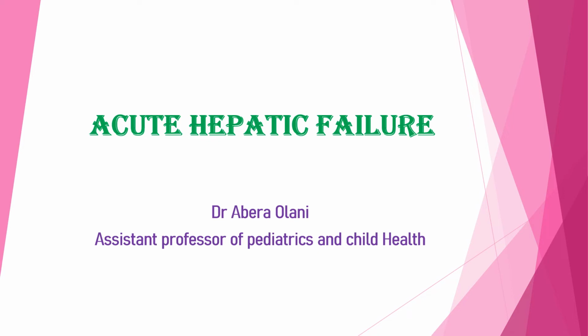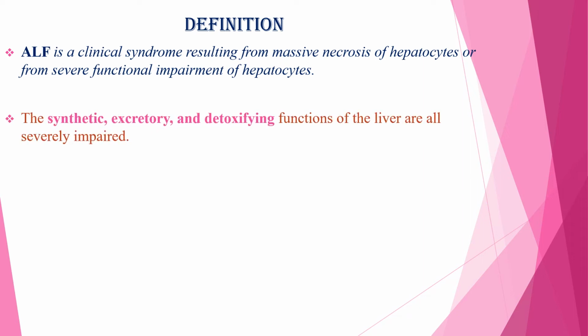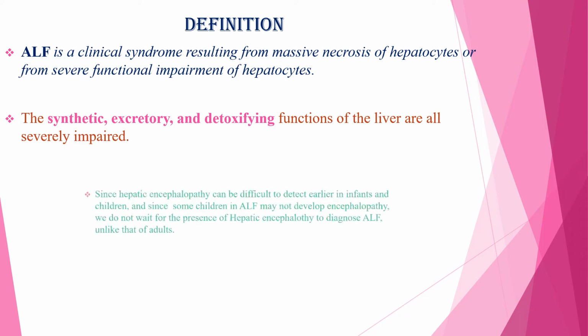In today's lesson, I will talk about acute hepatic failure in children. Acute liver failure is a clinical syndrome which results from massive necrosis of hepatocytes or from severe functional impairment of hepatocytes. The synthetic, excretory and detoxifying function of the liver are all severely impaired in acute liver failure.